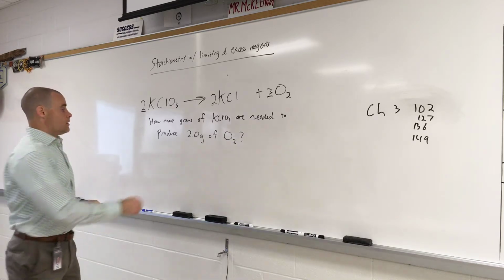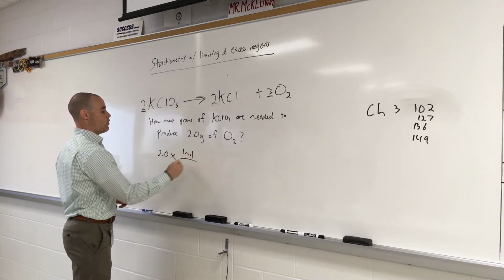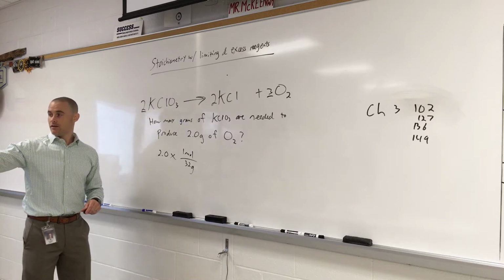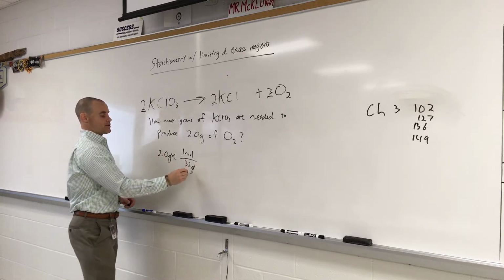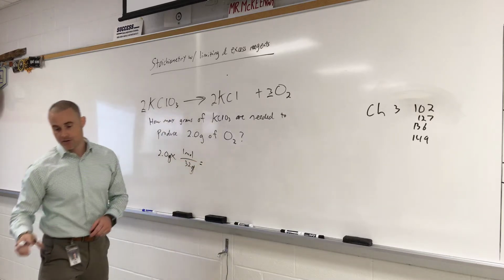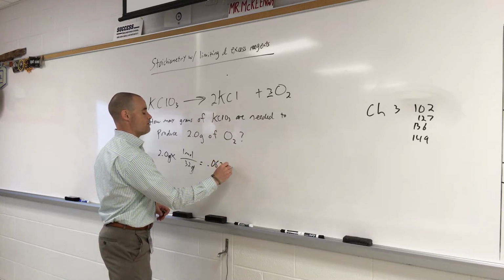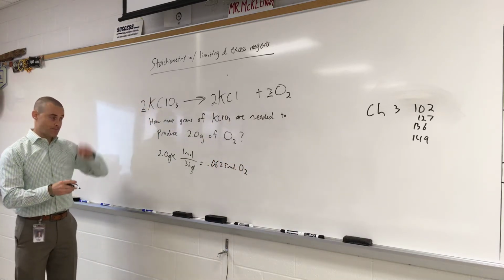All right, so we got to turn this to moles. 2.0 times 1 mole over 32 grams. You only used 16, didn't you? Oh, I used 32. Okay. So grams cancel. 2 divided by 32, I got 0.0625 moles of O2. Now I'm going to use my mole ratio.